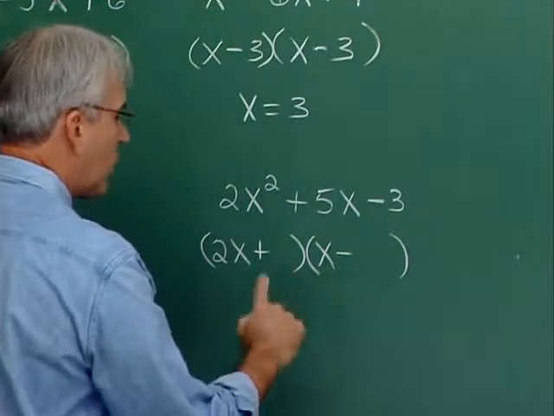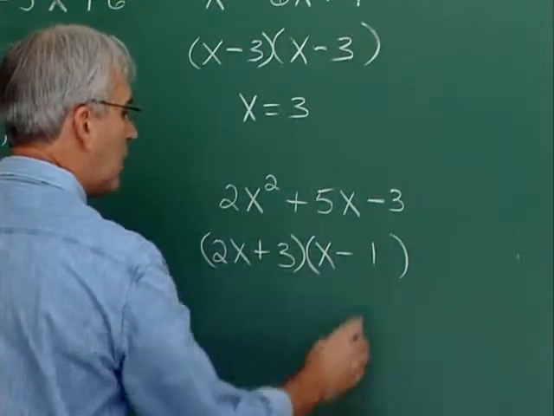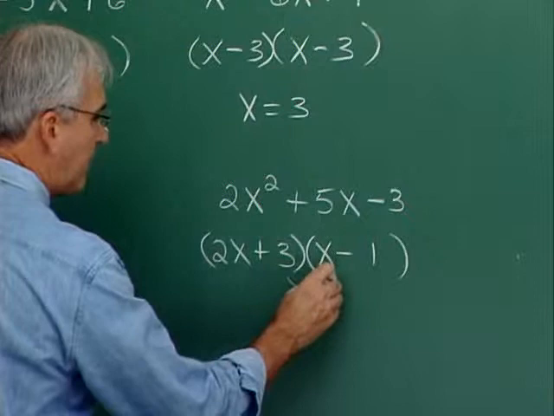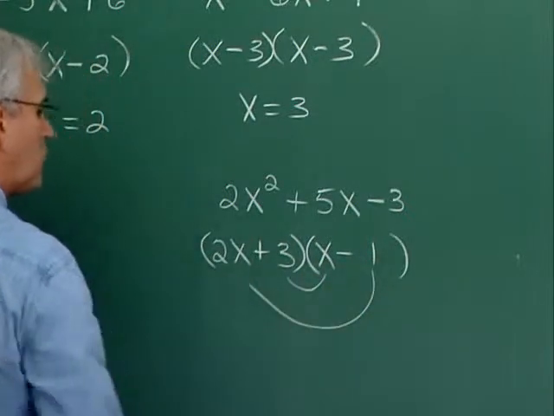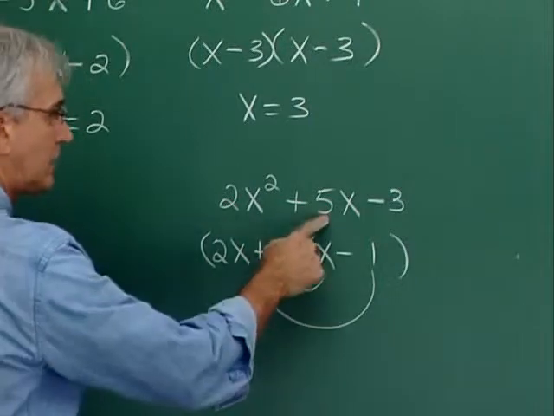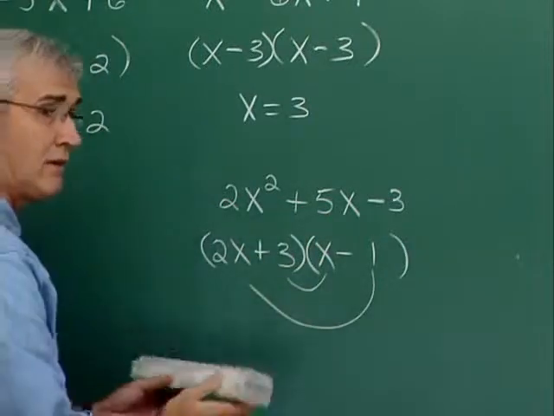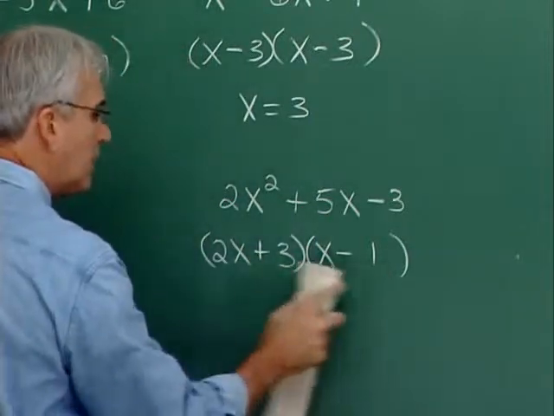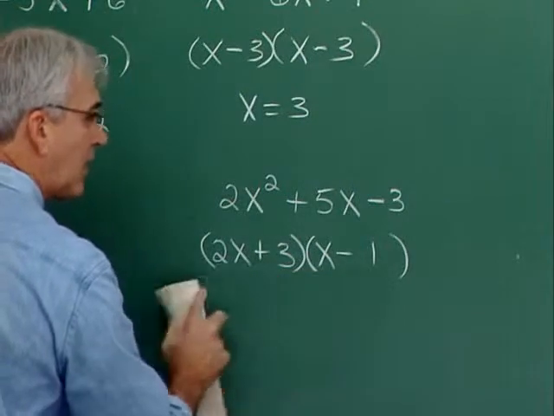Factors of 3, the 3-1 combination. Put 3 here, put 1 here, and let's test. So we have 3x and then minus 1 times 2x. 3x minus 2x would be 1x. Is that the middle term? No. So this is not the right factored form. So we go back to the drawing board and try another combination.